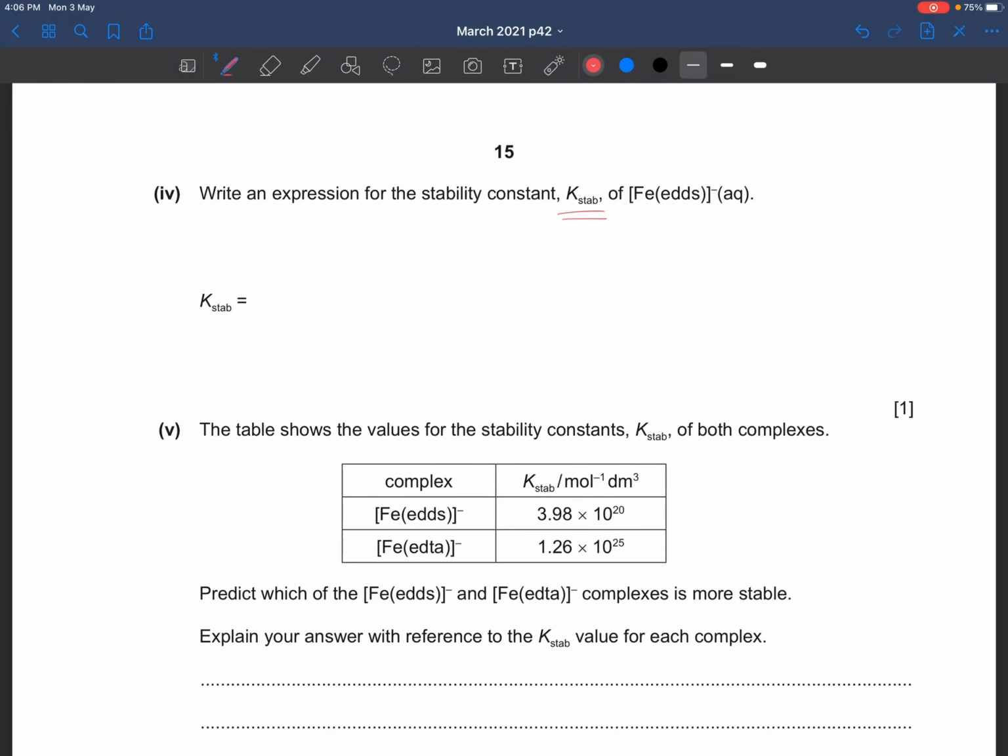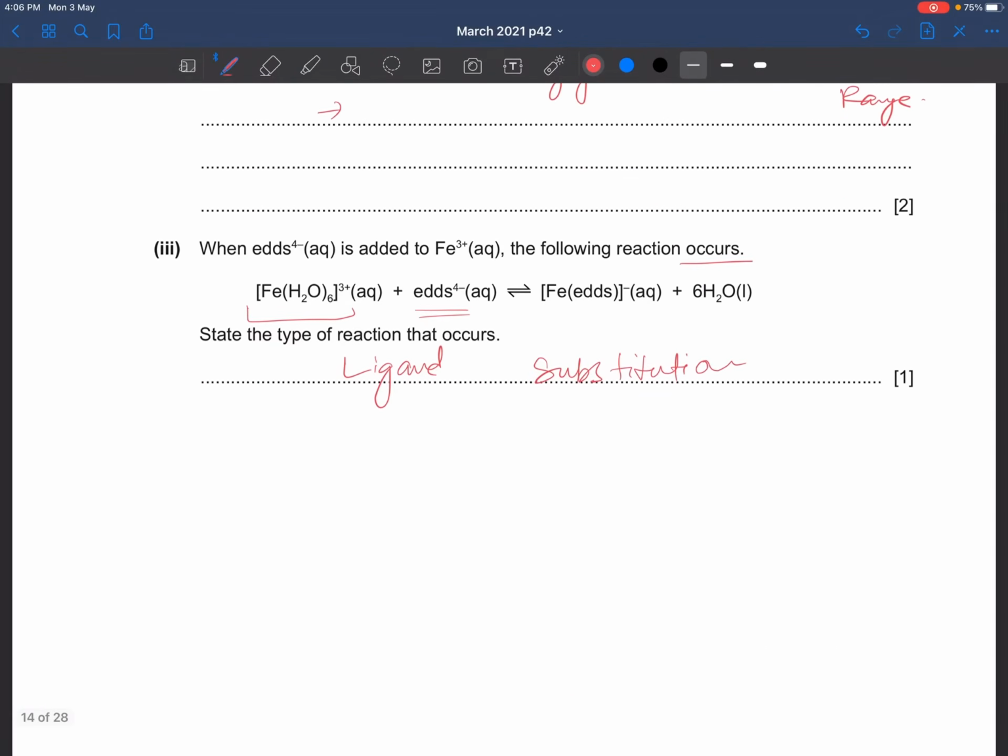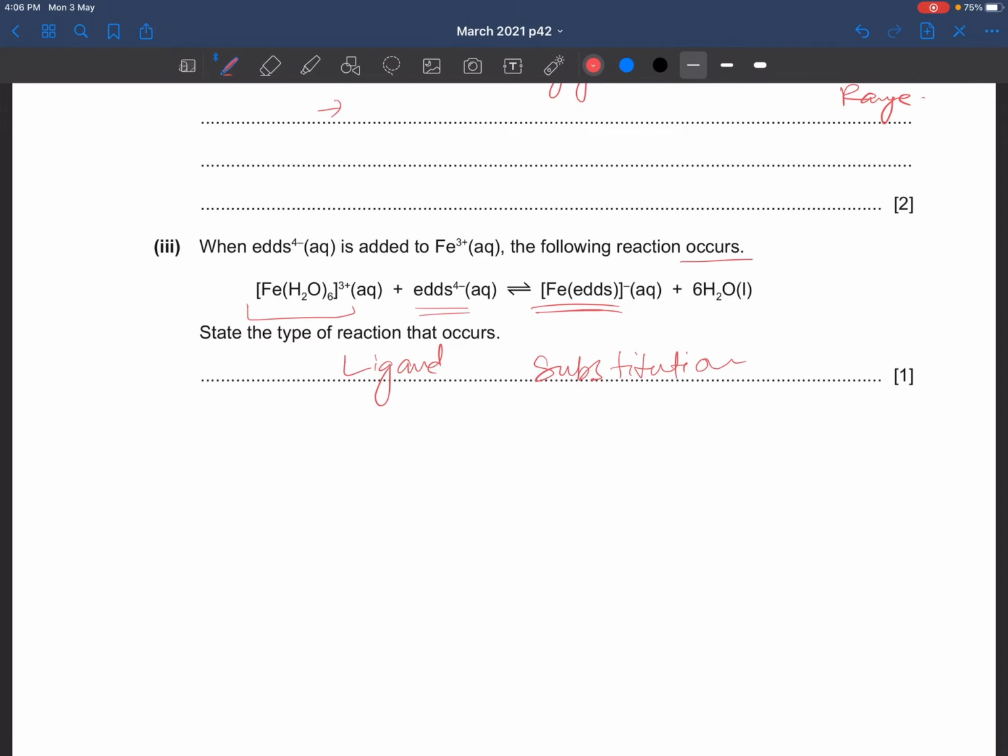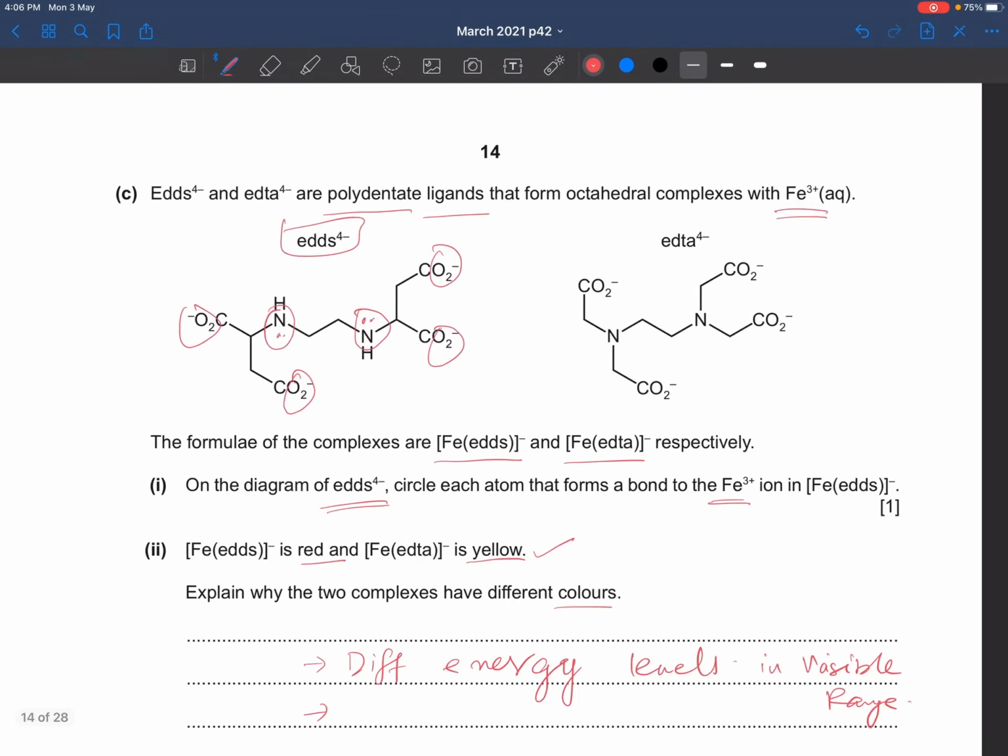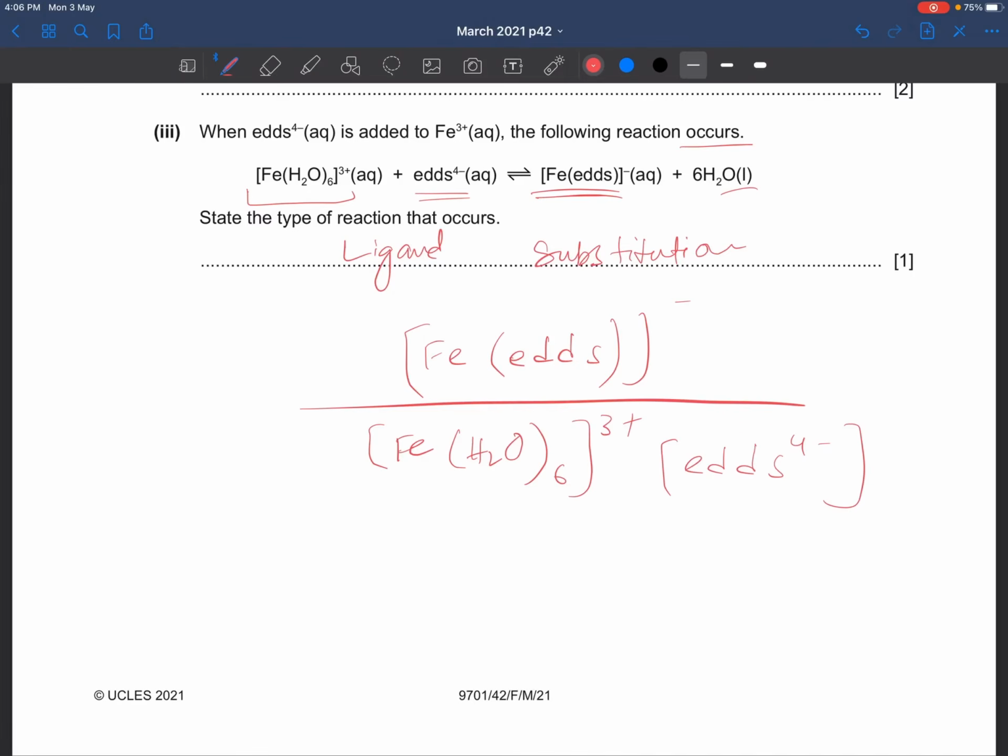Alright. Write an expression for the stability constant Kstab. So the Kstab equation has to be written, just simple. This is [FeEDDS]- divided by [Fe(H2O)6]3+ times [EDDS4-]. I hope everyone knows this. We never write the concentration for water in Kstab expressions, right?